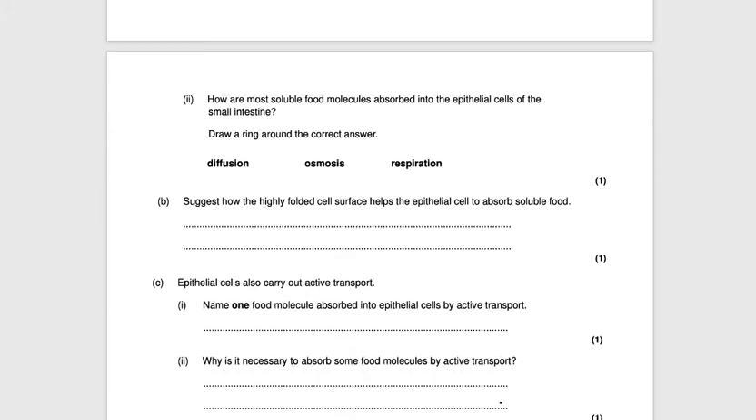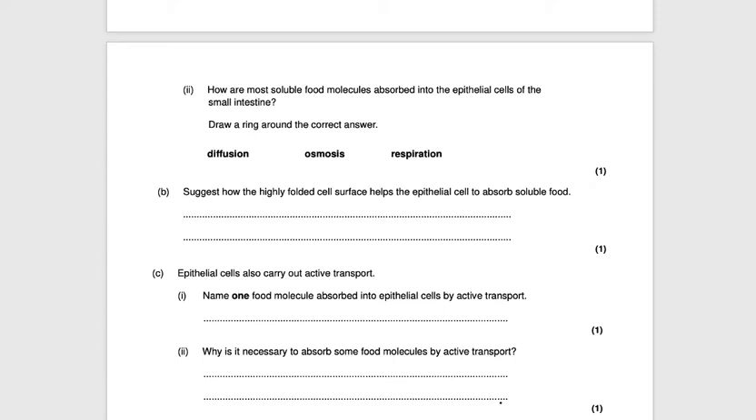Now, next question. How are most soluble foods absorbed into the epithelial cells of the small intestine? Draw a ring around the correct answer. Now, how are the soluble food molecules absorbed? Osmosis is the diffusion of water, and it's not respiration, so we know it's going to be diffusion. Okay, 1 mark. Suggest how the highly folded cell surface helps the epithelial cells to absorb soluble food. Well, because they have a folded cell surface, they're going to have a higher surface area, so a larger surface area.